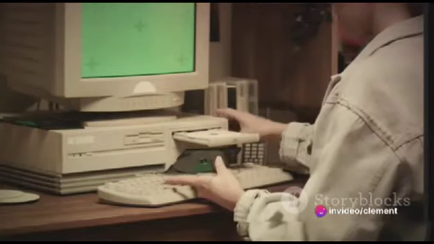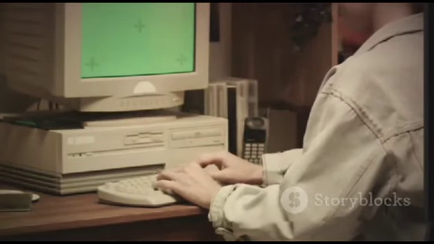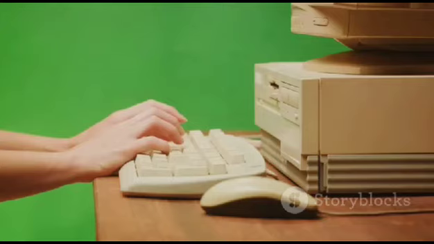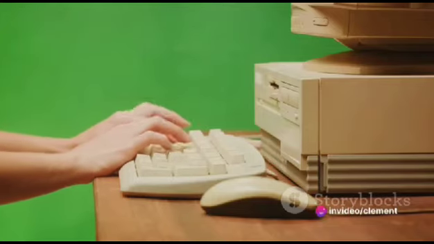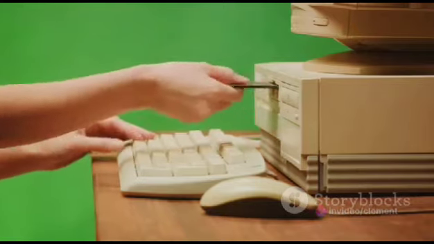The personal computer revolution was in full swing, and it all started with models like the Altair 8800 and the Apple II. These machines, although primitive by today's standards, were game changers. They brought computing power to the masses, opening up a world of possibilities that were previously unimaginable.